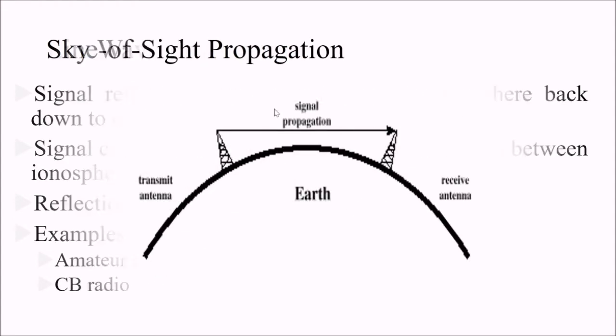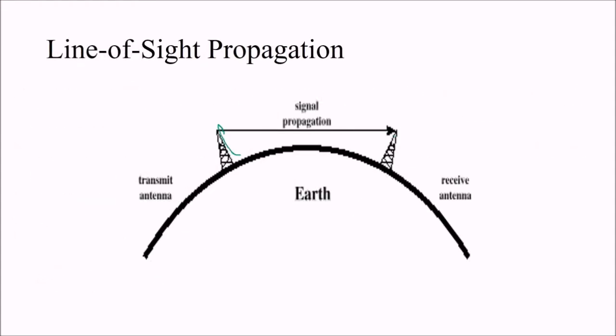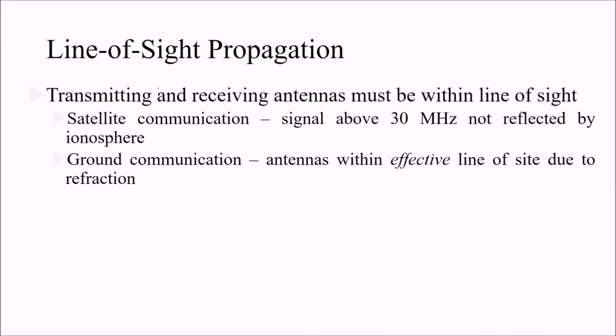This is sky wave propagation. Then line of sight. In line of sight, the transmitting and receiving antennas must be within line of sight. It is not exact, but virtually they should see each other. Satellite communication and ground communication can use it. Satellite communication signals above about 30 megahertz are not reflected by the ionosphere, so we use line of sight propagation.